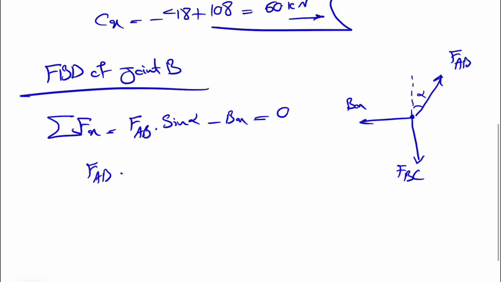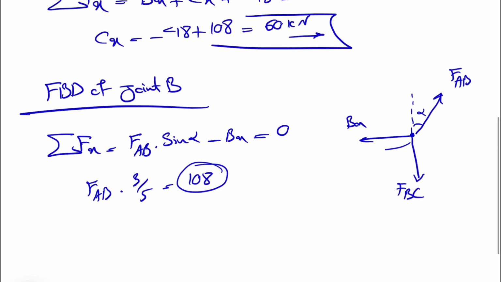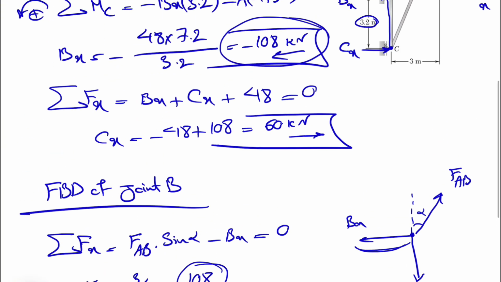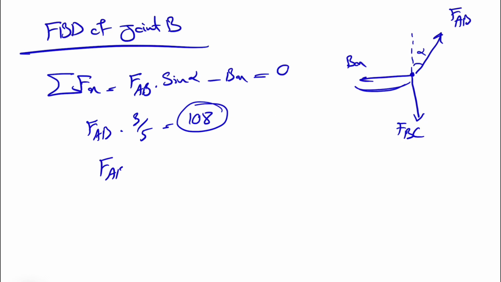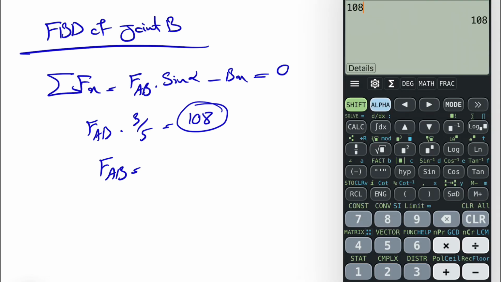So FAB times 3 over 5 is equal to Bx, which is what we found in the previous step, 108. And we're going to just put the positive value that we have for Bx since we already counted for direction. So we have the absolute value in here. Keep in mind that we don't use 108 in here unless we assume Bx to the right. So we can find FAB in here. So we have 108 times 5 divided by 3, which is 180 kilonewton.